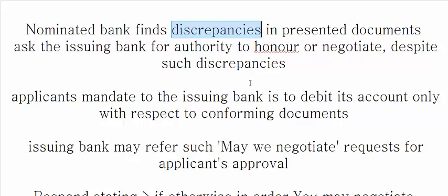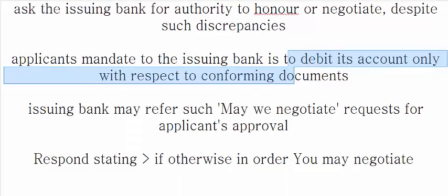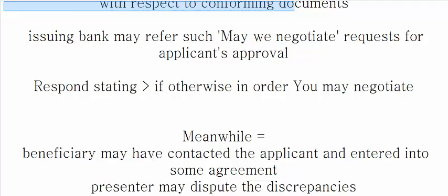So the applicant's mandate is to debit the account only for conforming documents. This has to be kept in mind by the banks when they decide upon the discrepancies and they take calls on minor discrepancy or acceptable discrepancy or other interpretations. The issuing bank may refer to such a may negotiate mechanism, applicant's approval, and the applicant may respond.